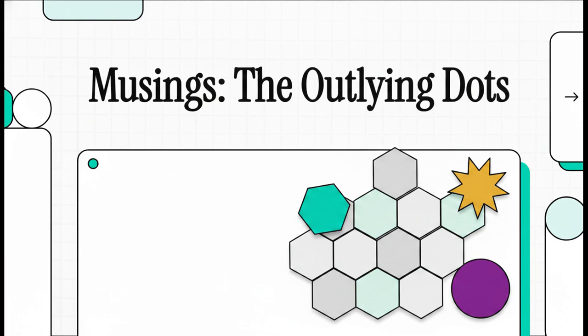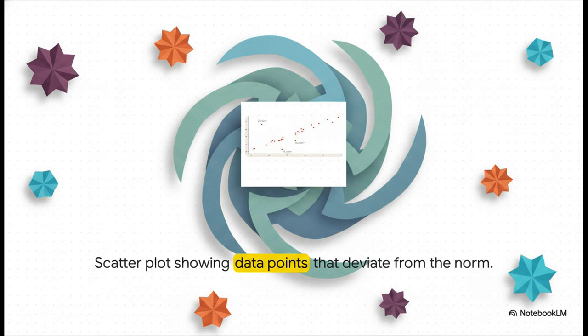Okay, let's dive into this. So take a look at what we've got up here. It's a classic scatter plot. You've probably seen a million of these in stats classes or business meetings or scientific reports. Notice that big, dense cluster of data points right smack in the middle? They're all gathered tightly together, following a super clear, predictable trend.